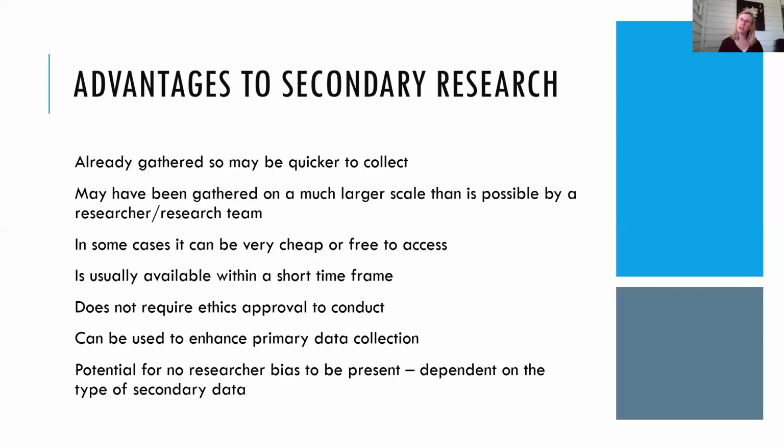Now, we don't usually have to get ethics approval if we're using secondary data. We're assuming that the other researcher, the person who did the primary research, has gotten ethics approval for data collection, and therefore we're not putting anybody else at risk by just using that data for our own question.